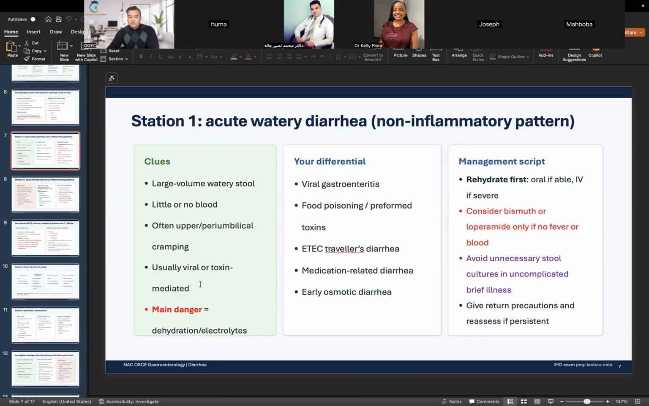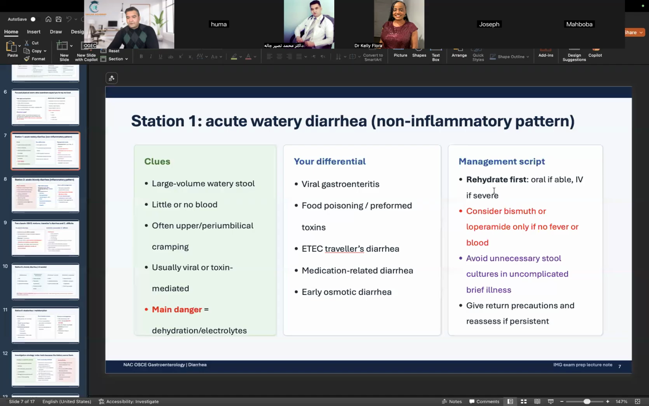Usually viral or toxin mediated. Main danger, dehydration and electrolytes. Your differential: it could be viral gastritis, it could be food poisoning, preformed toxin, it could be travel diarrhea, medication related, or early osmotic diarrhea.